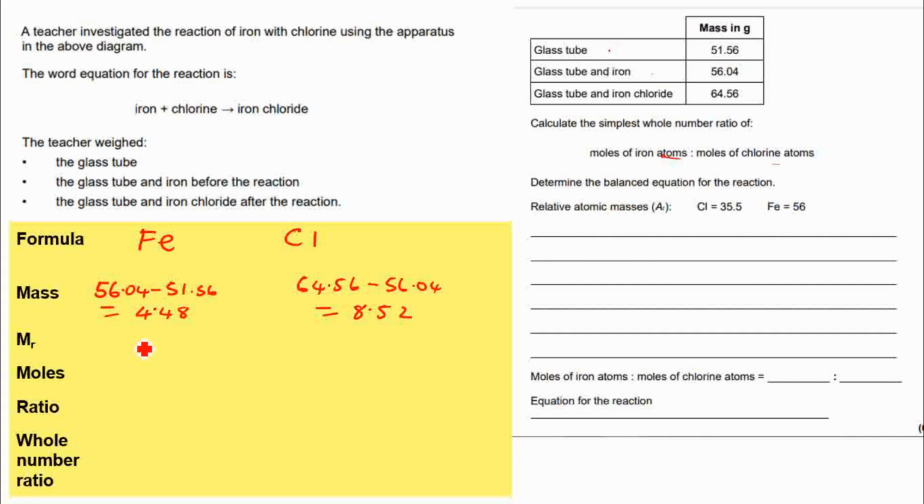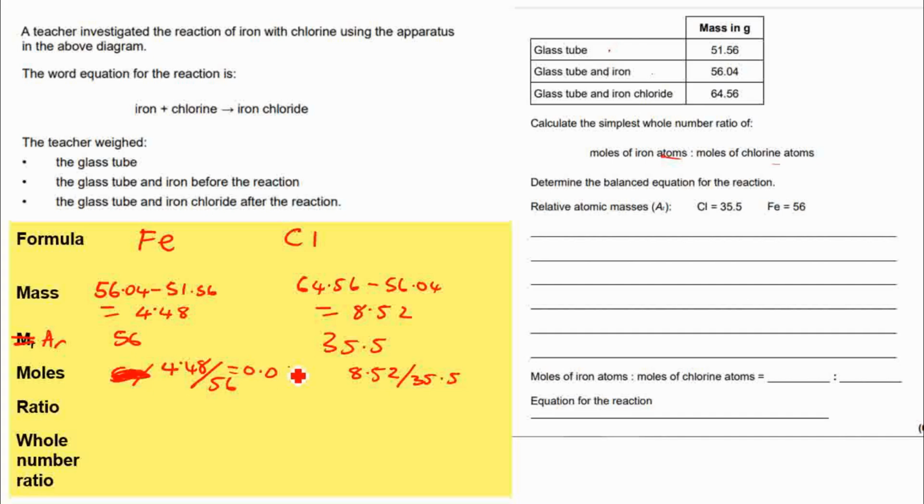So the MRs, well, it's going to be these numbers here. So for iron, 56. But in this case, it's not going to be MR. It's going to be AR. Why? Because we're dealing with atoms. But that's fine. And that's going to be 35.5 for chlorine. So to work out the number of moles, it's going to be 4.48 divided by 56. And here it's going to be 8.52 divided by 35.5.